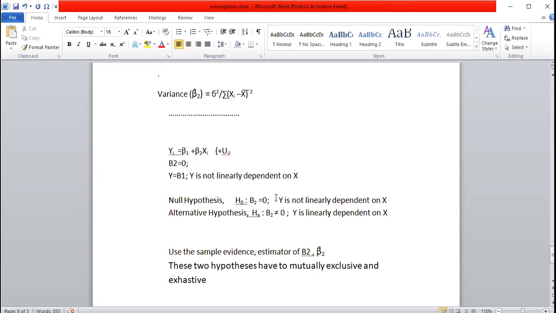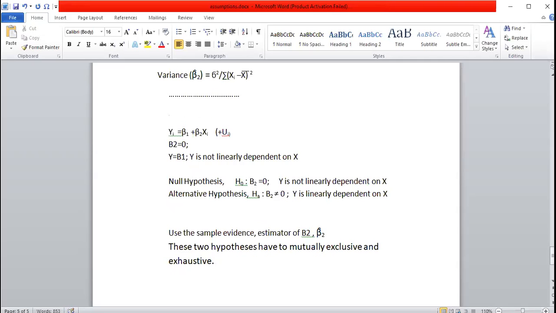Yes, Professor. It's the first time you're doing a hypothesis test. That's why I'm taking some time. Later on, it will be like your bread and butter. Then you resort to your sample information, sample evidence. First evidence is beta 2 hat.